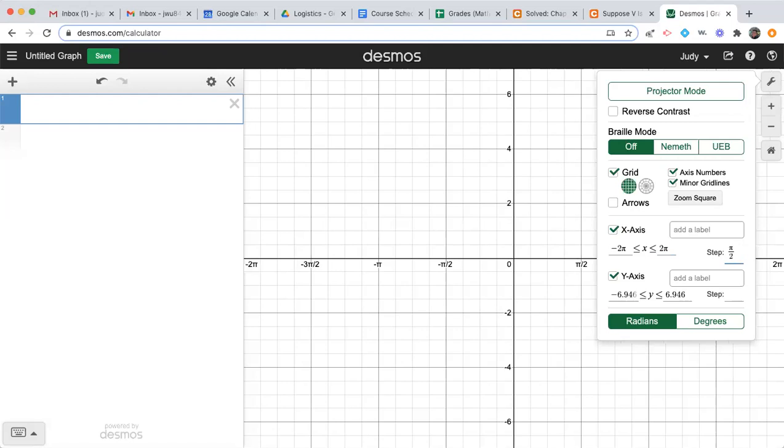The last thing we want to do here, we want to make sure we're not in degrees, but we are in radians. So the radians should be green, okay? Everybody got those settings? Understand where to find them, how to change them?